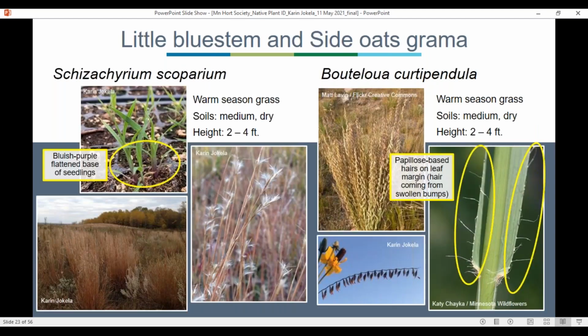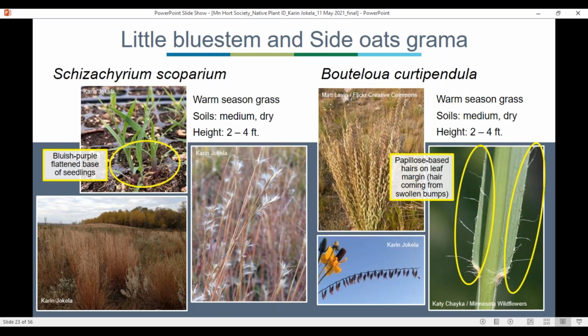Little bluestem and side oats grama. Little bluestem is one of those grasses that sort of feels like it has edges because the little seedlings are very flattened at the base. They kind of have a blue base, and this actually carries through not just as seedlings, but even as the mature plants. They're really flattened. You can feel the 2 edges. Once they're more mature, they're fairly easy to identify because they're really beautiful bunch grasses that have these beautiful fluffy white seeds in the fall.